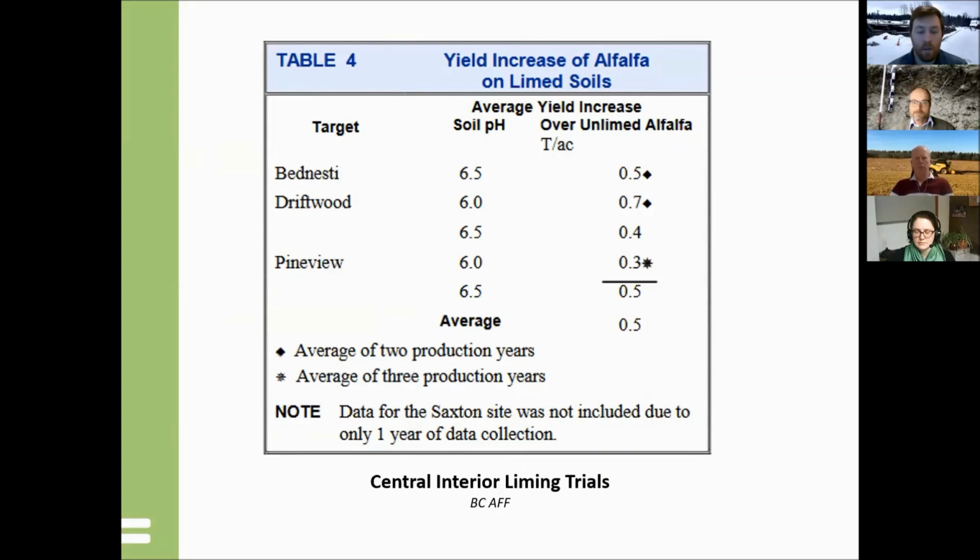So I'm nearing the end here, but the last thing I want to show you is that in those central interior liming trials, when they increased the soil pH in a lot of these soils, they did see an increase in alfalfa growth. Their average was about 0.5 ton per acre, which to me is pretty significant. And of course, that's because alfalfa likes higher pHs and also because nutrients are more available.